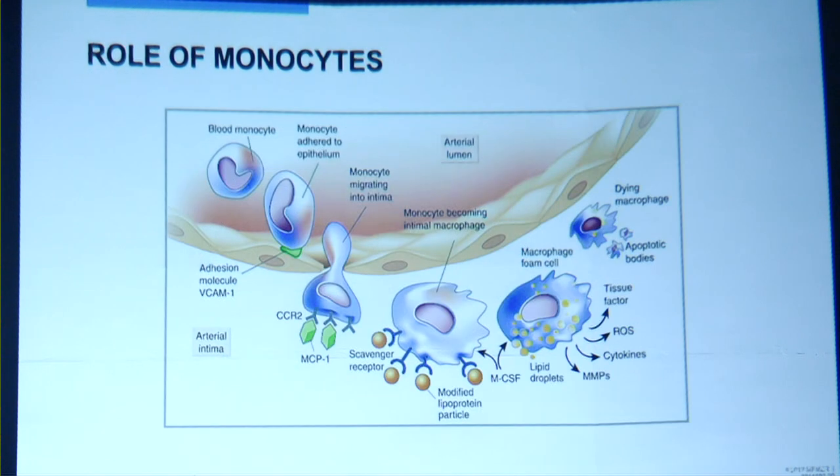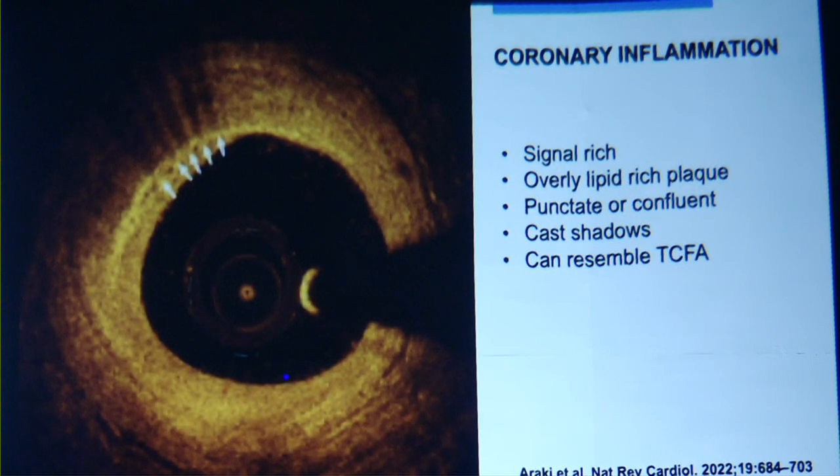I teach this to our fellows: cells that are important, you'll remember from your medical school days, are macrophages and monocytes. Well, imaging is catching up with some of this. This is a nice OCT image of what monocytes may look like. They look bright and cast a shadow behind. When there's a lot of them, they start looking almost like a confluent area, a very bright area with a dark area behind it.